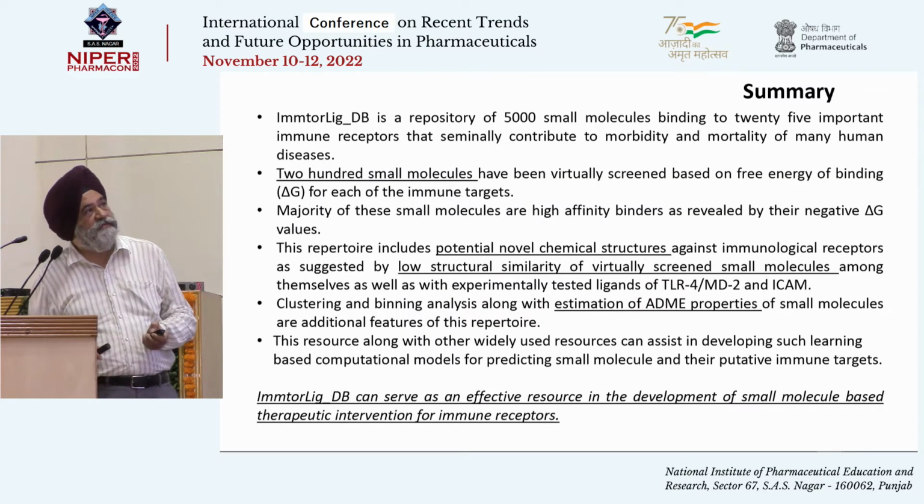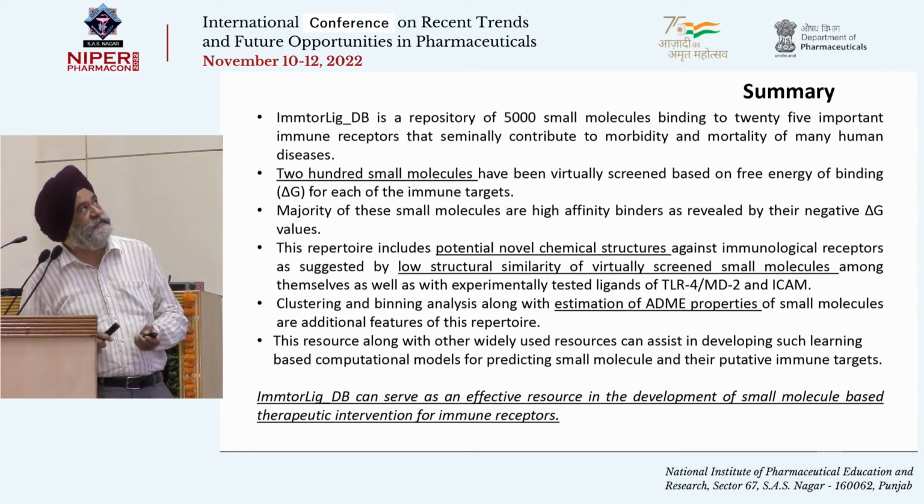So this is the summary of the same thing I have talked about. It has 200 small molecules for each of the immune targets. Potential novel chemical structures are there, low similarity, and estimation of ADME properties are there, and these have been compared with the experimentally tested molecules. This can be a very effective source for development of small molecules for therapeutic intervention against the immune receptors. The database is open for the experimental biologist or anybody to take it further and go for further development of the small molecules.